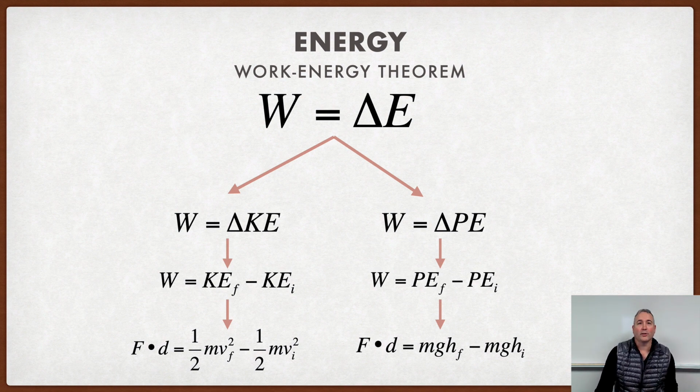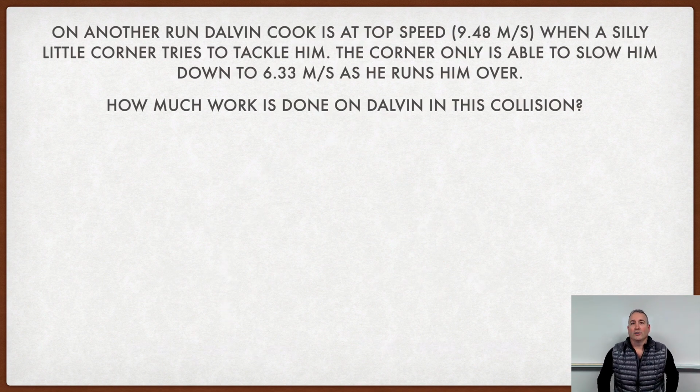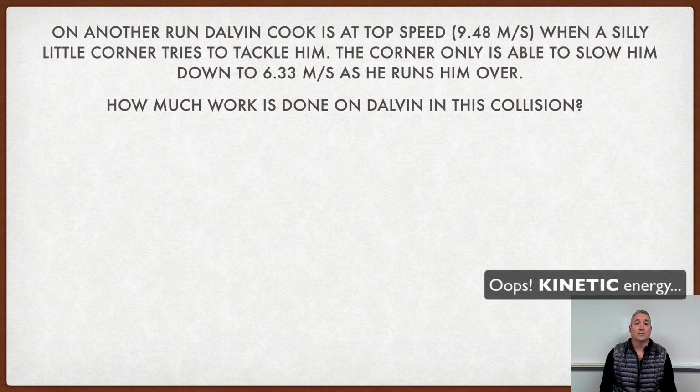So let's give an example here. Along with the football theme we've been dealing with, Dalvin Cook, Vikings running back, is at top speed, 9.48 meters per second, and a silly little corner tries to tackle him. For those that you don't know, a corner is a cornerback. They're the defensive backs. They're little. They have a tough time tackling a big guy like Dalvin Cook. So the cornerback can only slow him down to 6.33 meters per second. He hasn't stopped him, but he has changed his kinetic energy.